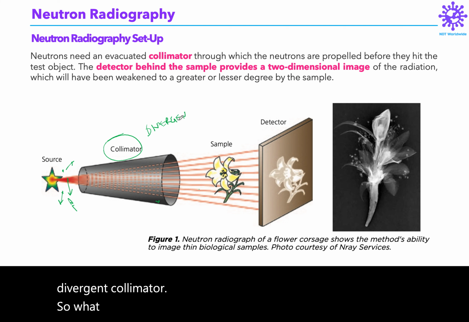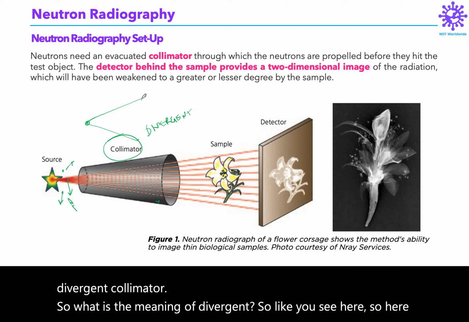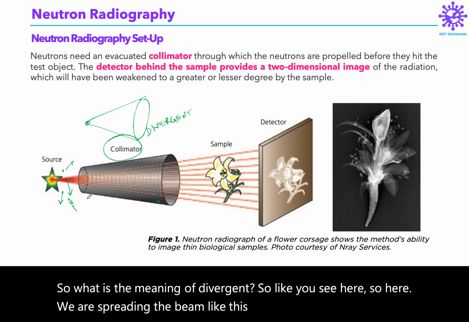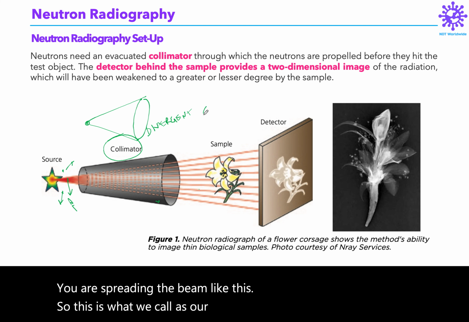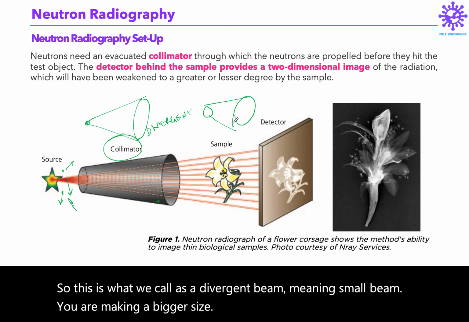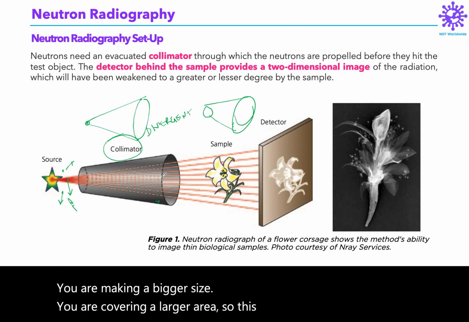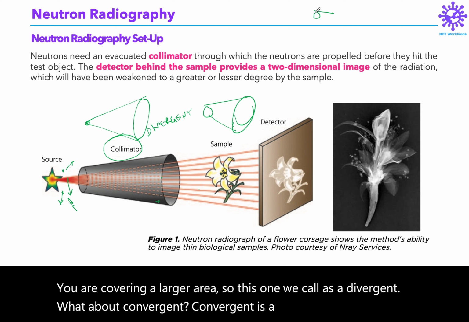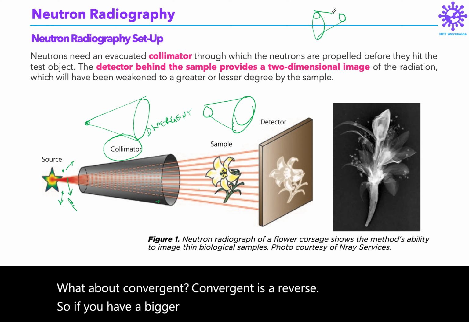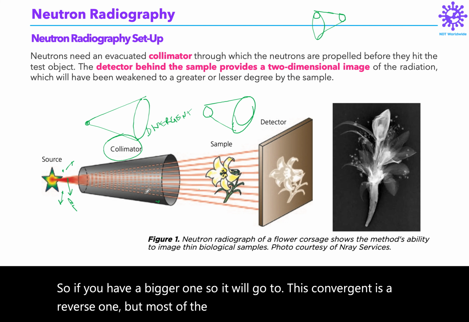So what is the meaning of divergent? Like you see here, you are spreading the beam like this. This one we call a divergent beam, meaning a small beam you are making bigger in size, you are covering a larger area. What about convergent? Convergent is the reverse. If you have a bigger one, it will go to this. Convergent is the reverse, but most of the time we are using a divergent one.